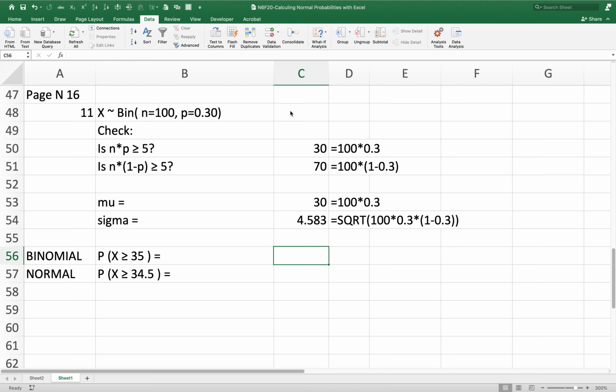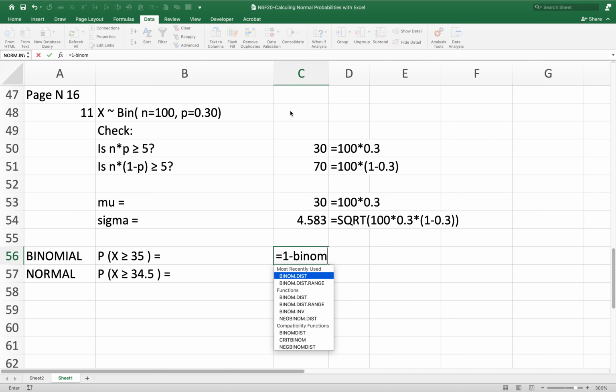If we were to do this as a binomial problem, this is how we would do it. We're going from some point up, so we have to start with a 1 minus binom.dist, and then it asks for the x value, the number of successes. Now remember, if we're looking at 35 up, what is left over? What's left over is 34 down. So we need to put in 1 minus 34 down to leave us with 35 up.